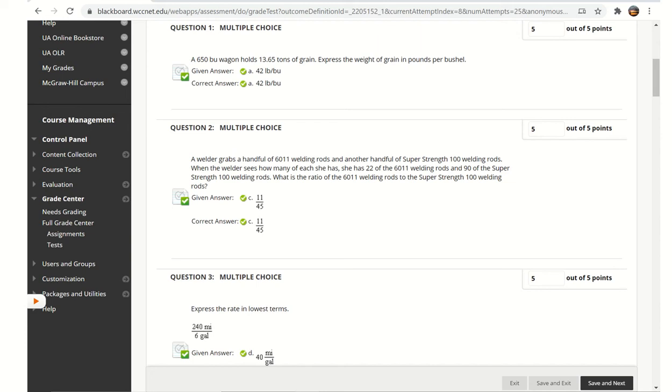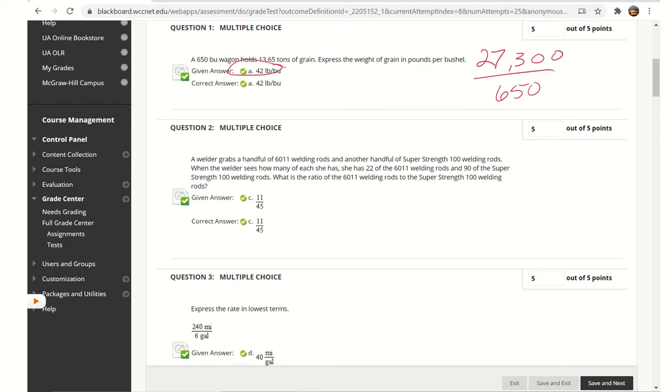So the first one, 650 bushel wagon, 13.65 tons of grain. We need to express the grain in pounds per bushel. So pounds is going to be on top, and 13.65 tons is not in pounds. So we need to convert that to pounds. When you multiply 13.65 times 2,000, which is how many pounds are in a ton, that would give you 27,300. And now we divide that by the bushels, 650, and it comes out to 42.